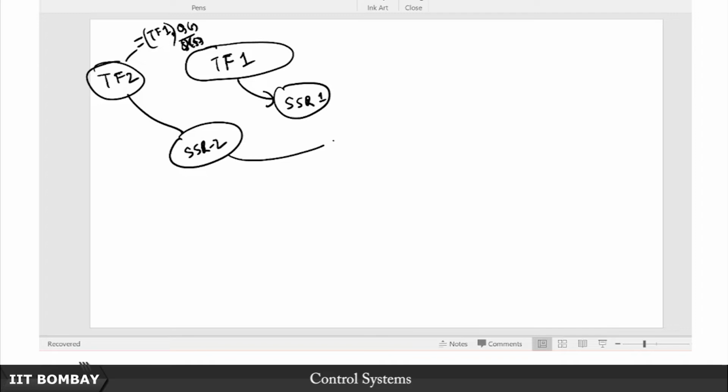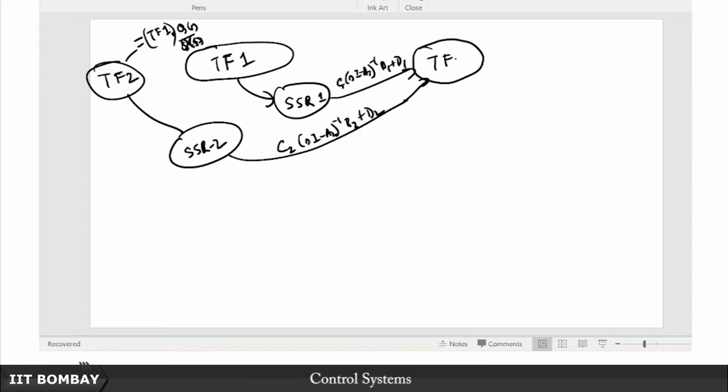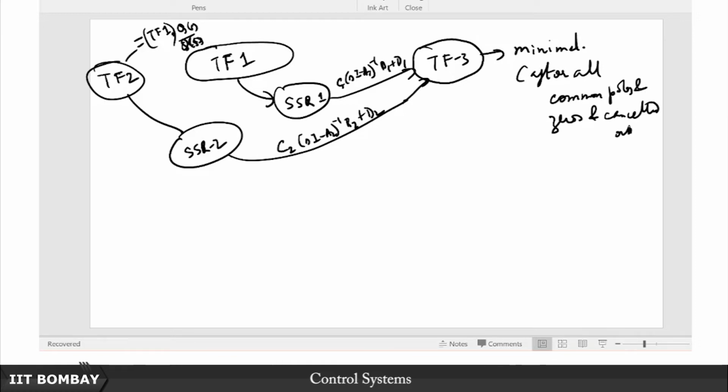But the point is, if you take C1 (sI minus A1) inverse B1 plus D1, and if this other fellow takes C2 (sI minus A2) inverse B2 plus D2, they will both end up with the same transfer function, which will indeed be what is called the minimal transfer function. That means after all common poles and zeros are cancelled out.